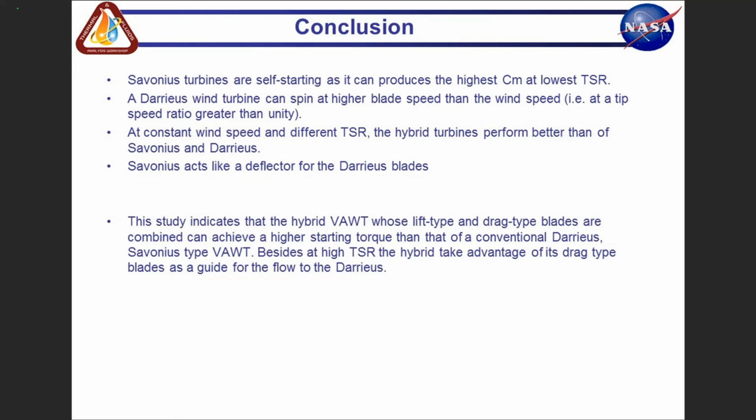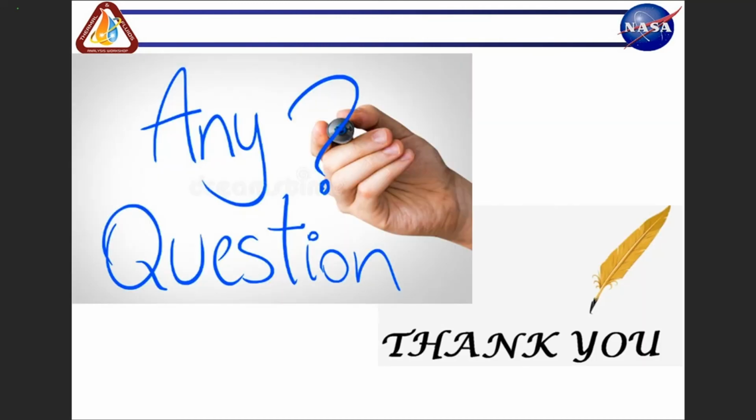This study indicates that the hybrid vertical axis wind turbine, whose lift type and drag type are combined with each other, can achieve higher starting torque than the conventional Darrieus and Savonius types by themselves. Besides, at the highest tip speed ratio, the hybrid turbine takes advantage of its drag type blades as a guide for the flow to the Darrieus turbine.